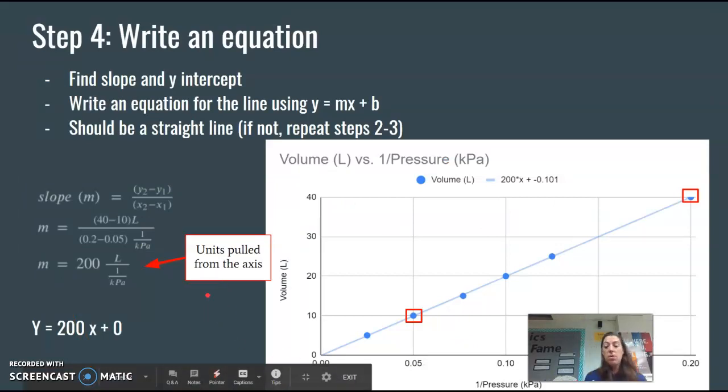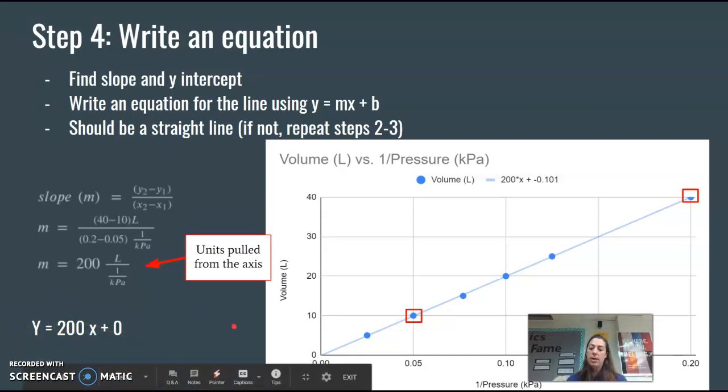And so step 4 now is to do what we've always been doing. Find the slope, plug it in to y equals mx plus b. We end up with y equals 200x, and my y-intercept is low enough that I can drop it. It's close enough to 0. Remember that standard is the same as RMSE. It has to be lower than 5% of the Y max. So y equals 200x. Am I done?